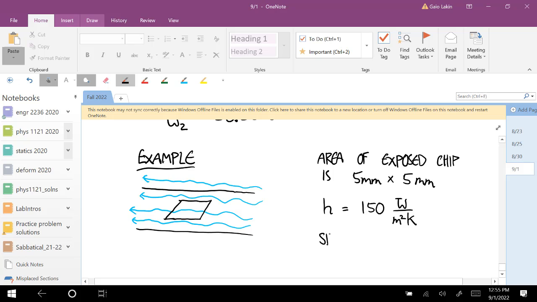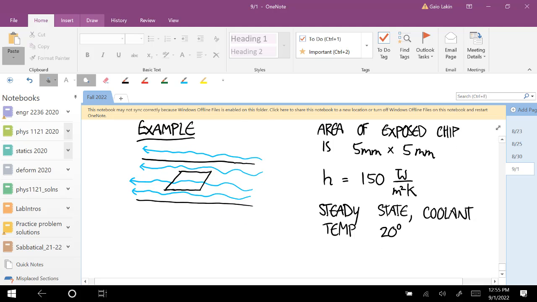This is all steady state, and we can measure the temperature of the coolant. The coolant temperature is 20 degrees. And we want to know what's the temperature of the chip surface.